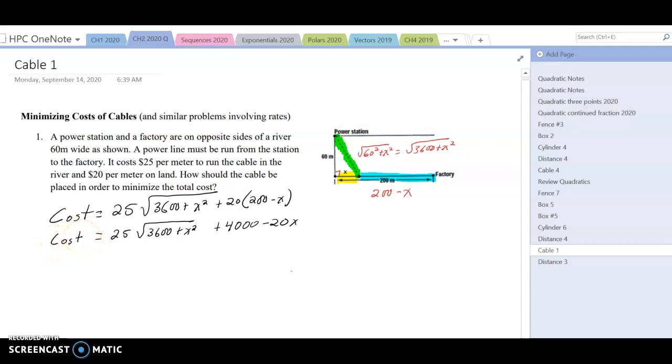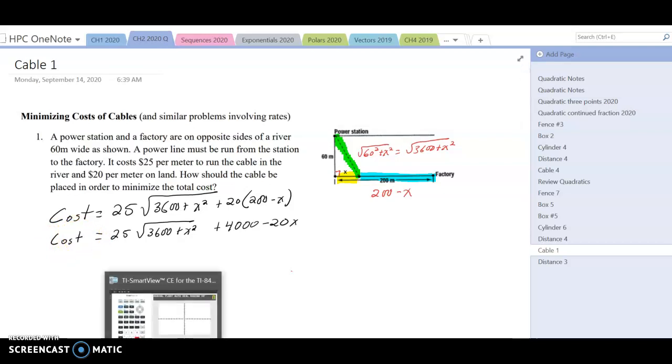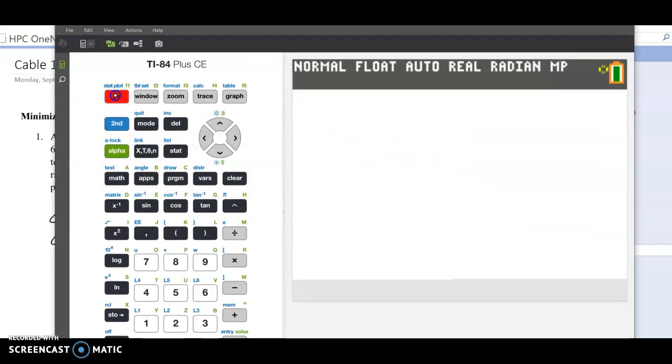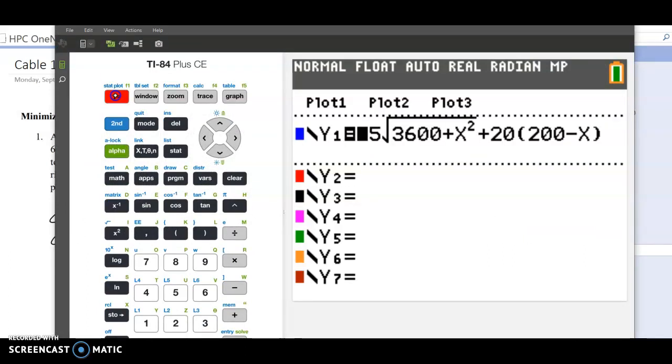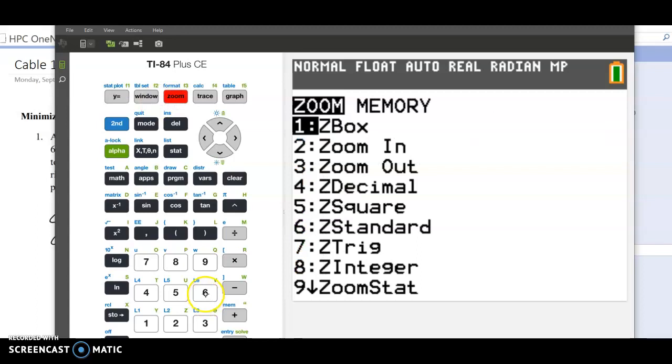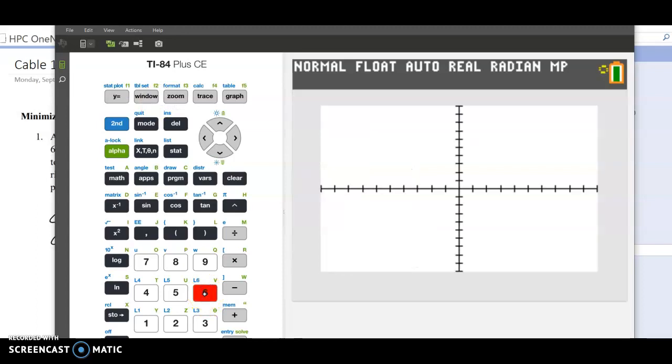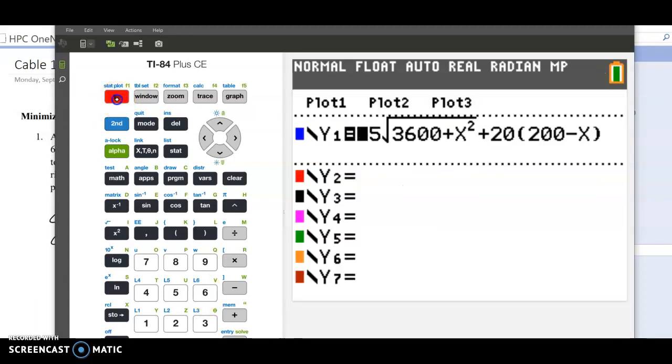So I'm going to type this in my calculator. I think on my calculator I didn't even distribute. So if I look at my y equals here, I got the cost function. I like to start at zoom standard, and I don't see anything. If you look at your function, you should recognize that the domain is 0 to 200, because 200 minus x must be positive. The distance must be positive.